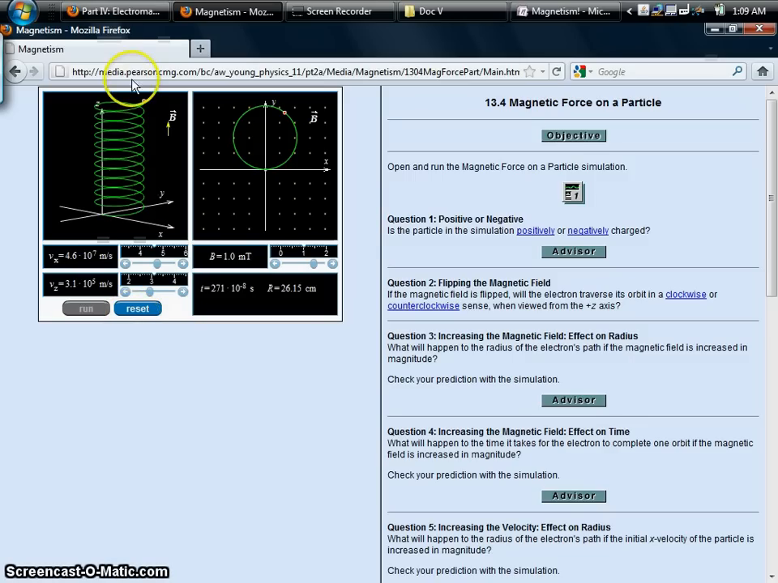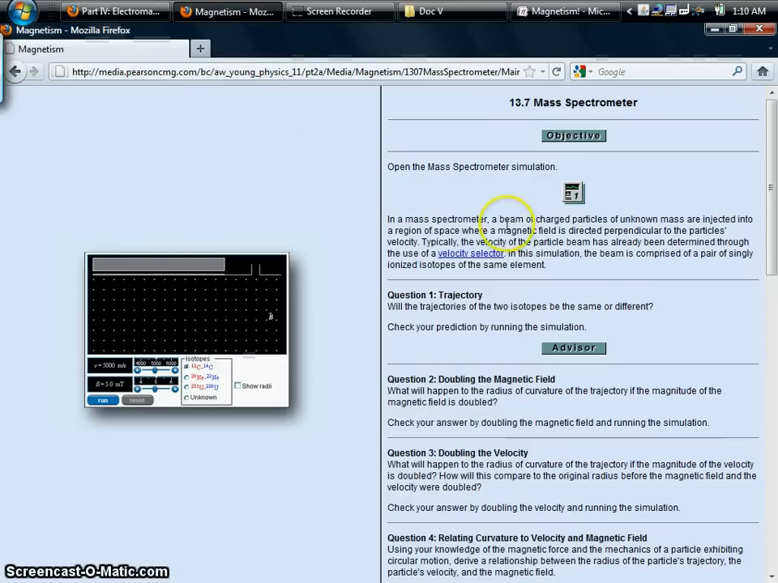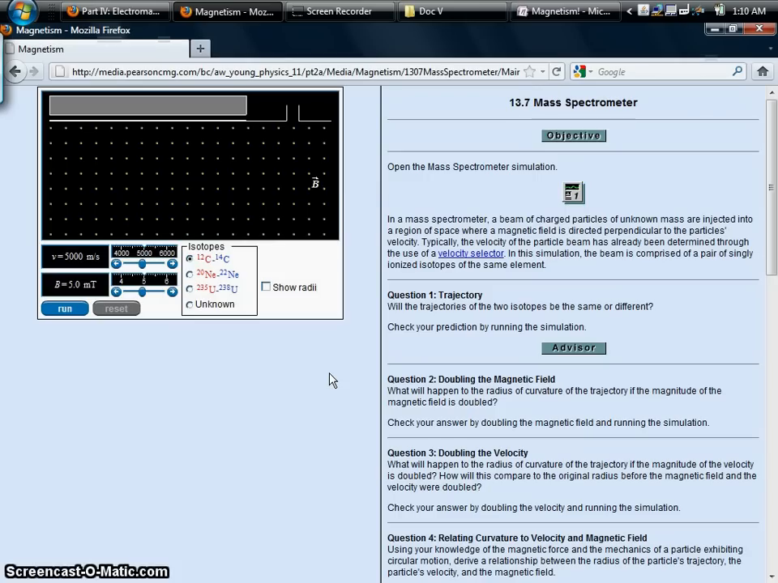Now let me go ahead and change the simulation. This is the active physics screen for electromagnetism. I was just looking at the force on a particle, and let's look at the mass spectrometer. I'm going to set this simulation up. Here's a case where an ion is going to come out here. This is our velocity selector, so we know how fast the particle is going to enter the magnetic field. The field's coming out, and we have it set for carbon.